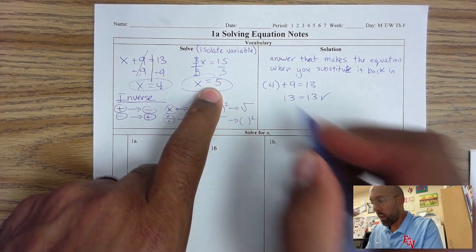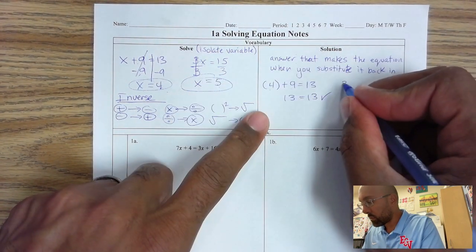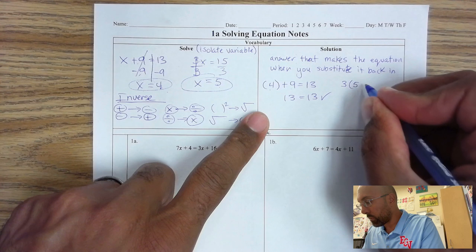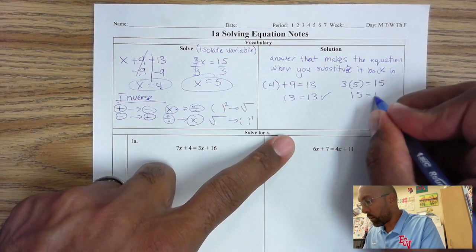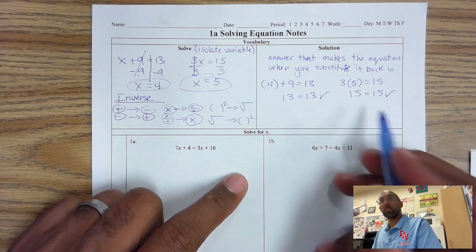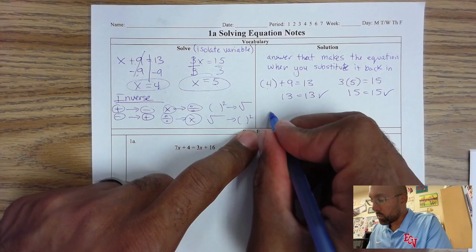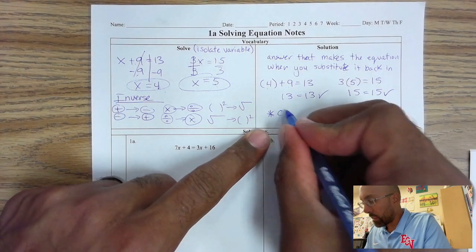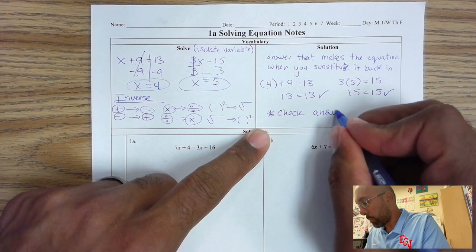Same thing here with the 5. Remember, if I substitute the 5 back into the x, now we do 3 times 5. Well, 3 times 5 is 15. So that also makes the equation true, and that was the goal. Find the solution that, if I plugged it back in, would make the equation true. And also, just a tip, that is how you check your answers, by plugging it back in.